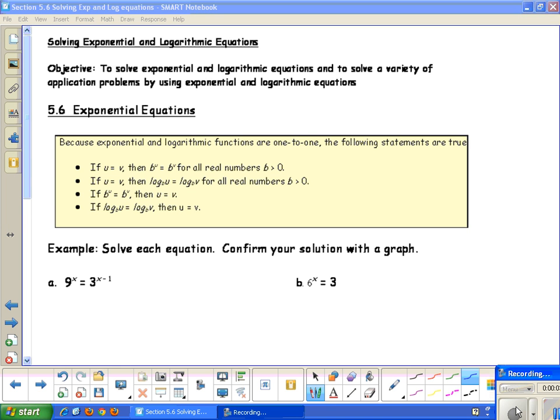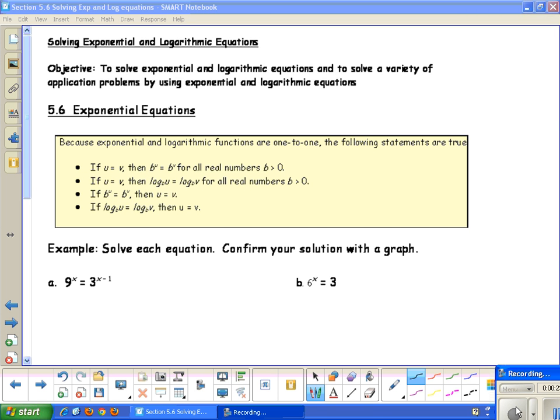Section 5.6, exponential equations. We're going to solve exponential and logarithmic equations using a variety of methods. For these equations, remember that we have some properties that we're going to look at. Because exponential and logarithmic functions are one-to-one, the following statements are true.